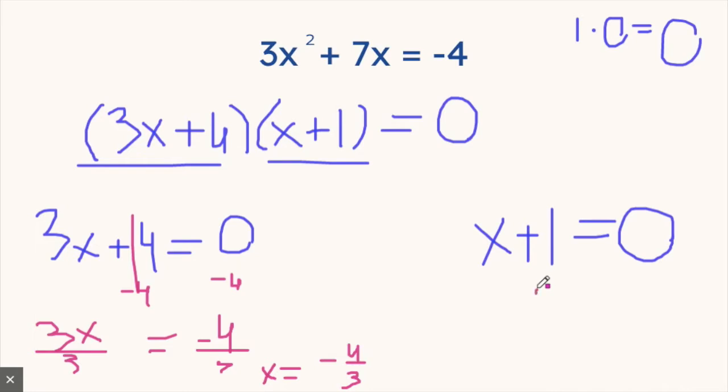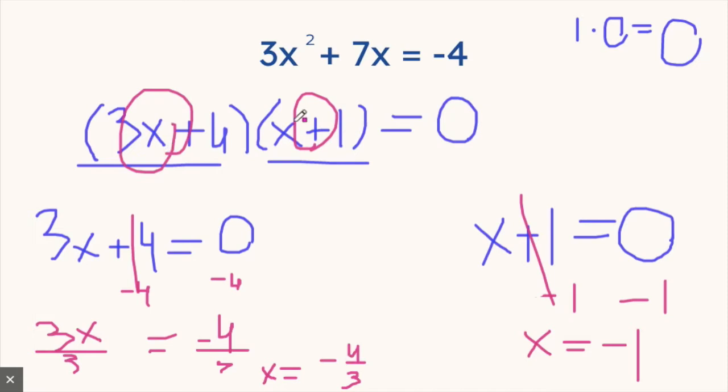Now let's do this one. This is simpler. Minus 1 on both sides. The 1's cancel out. x is equal to negative 1. So when x is equal to negative 1, this is 0, and this number multiplied by 0 is going to give us 0. When x is negative 4 over 3, this is going to equal 0, and whatever this number is, when you multiply it by that, it's going to give us 0. So in this case, x is equal to two numbers. x can be equal to negative 1 or negative 4 over 3. And in both cases, the answer will be 0.